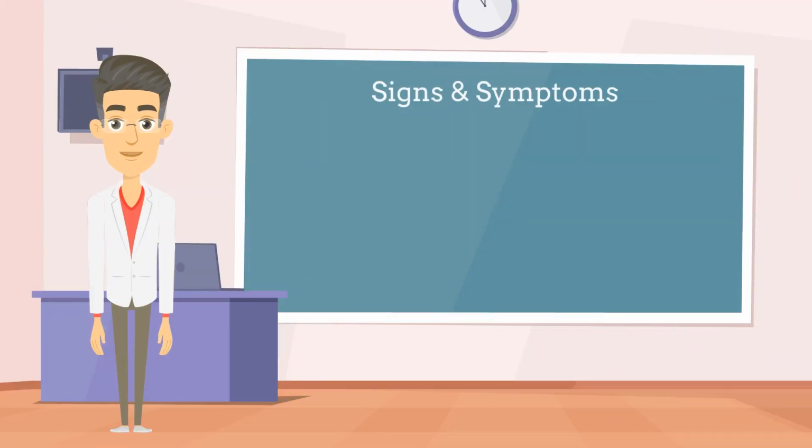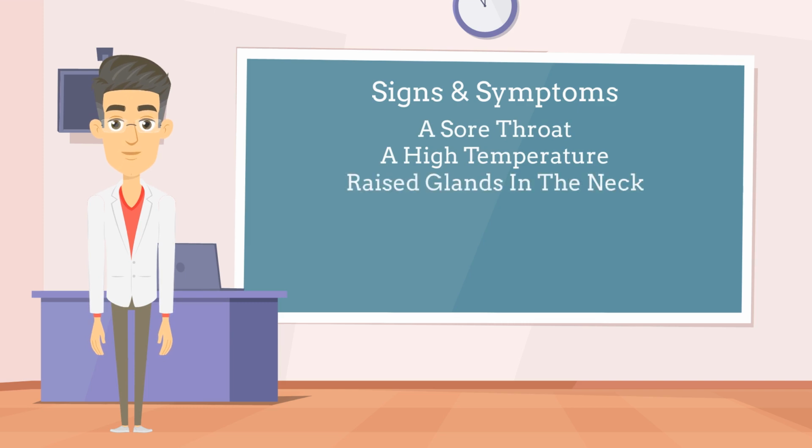Initial symptoms of hand, foot, and mouth disease may be vague, and your child may complain of feeling unwell without specific signs. These include a sore throat, a high temperature, typically greater than 38 degrees Celsius or 100.4 Fahrenheit, raised glands in the neck, a headache, abdominal pain, vomiting, and fatigue.